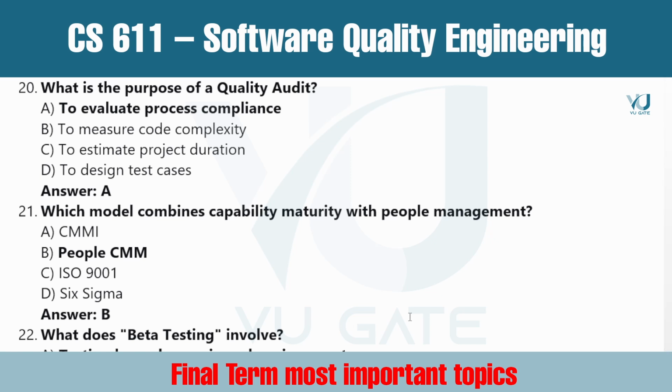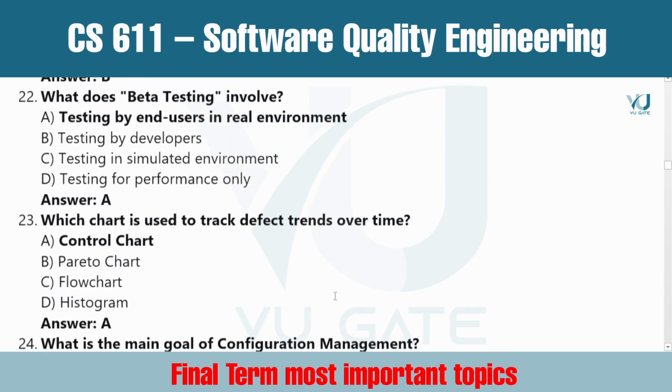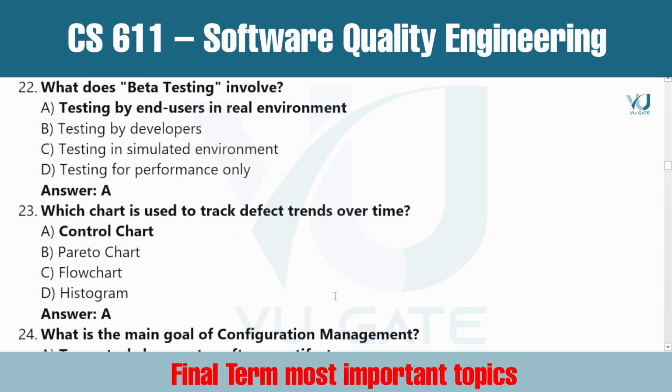Question 21. Which model combines capability maturity with people management? The correct answer is option B, People CMM. Question 22. What does beta testing involve? The correct answer is option A, testing by end users in real environment.